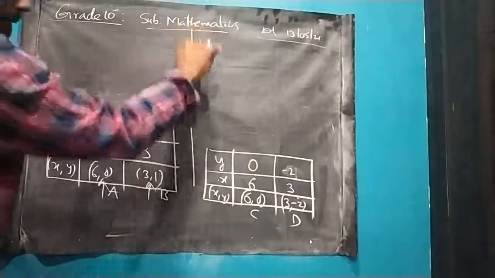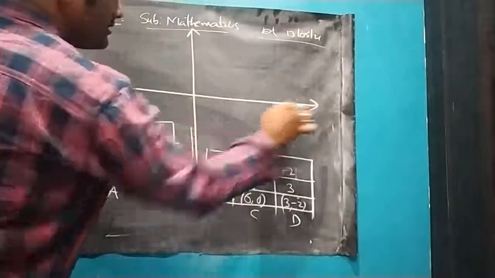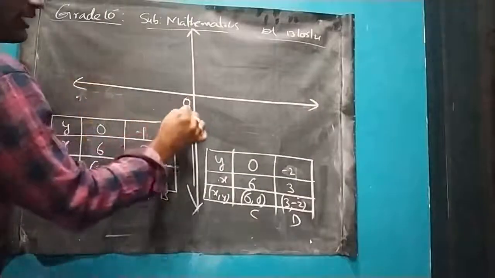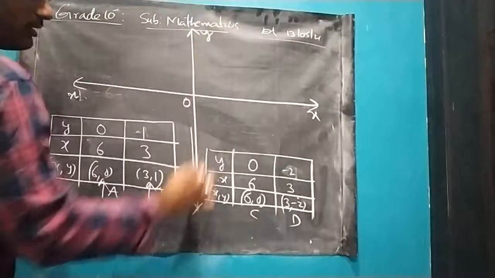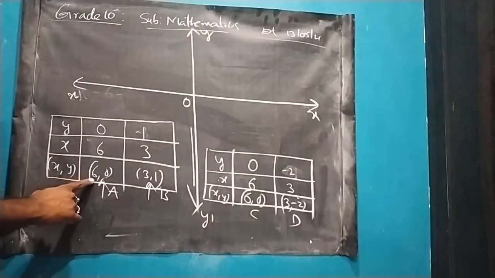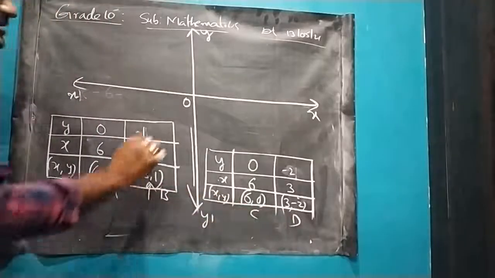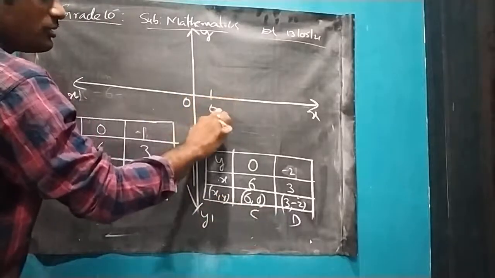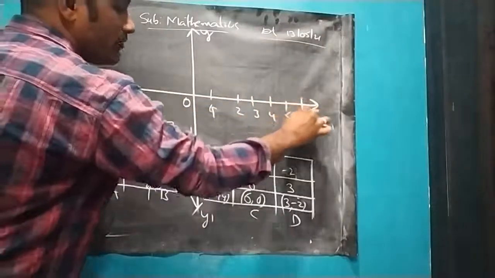Let me draw here. This is the y-axis and this is your x-axis. Coordinate axes x, x dash, and here y, y dash. Okay. First point, what is the highest x value here? 6, 3, 6, 3. So 6 is the highest value. Okay. 1, 2, 3, 4, 5, 6.